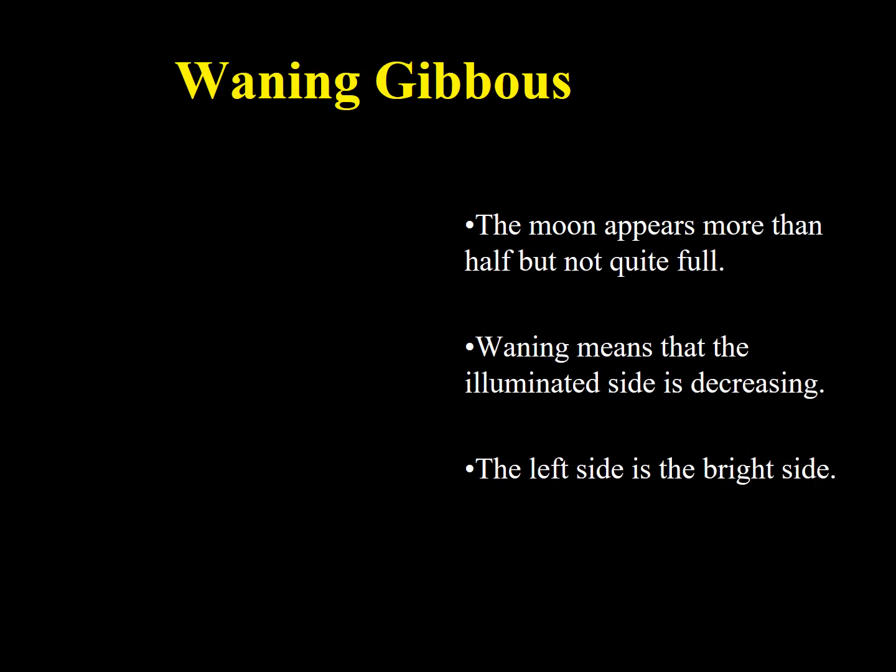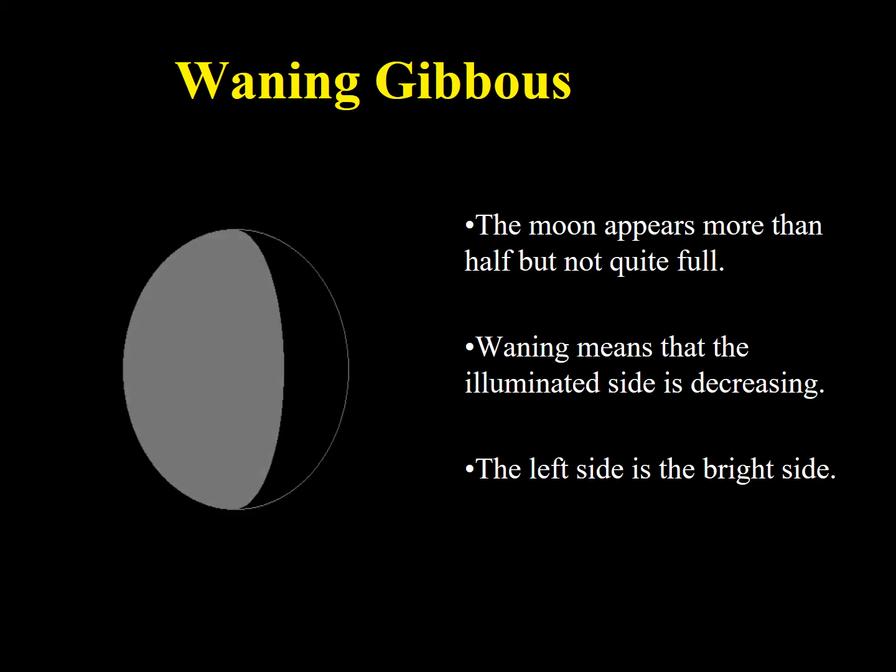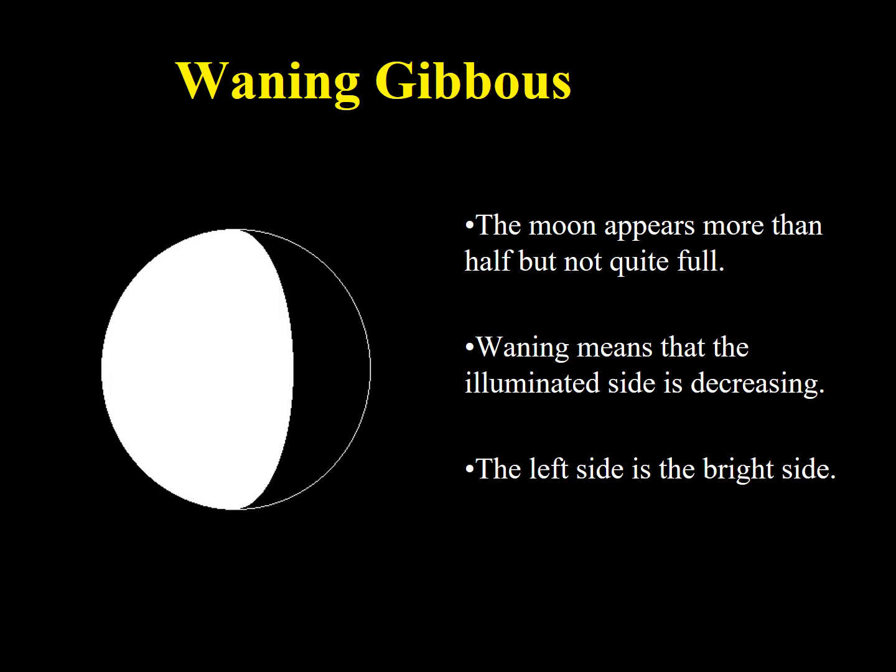Then we go to diminishing light, which is where we get the word waning, and if it's in between full and half, it is gibbous. So now we have a waning gibbous moon. Now the left side is starting to be the bright side.